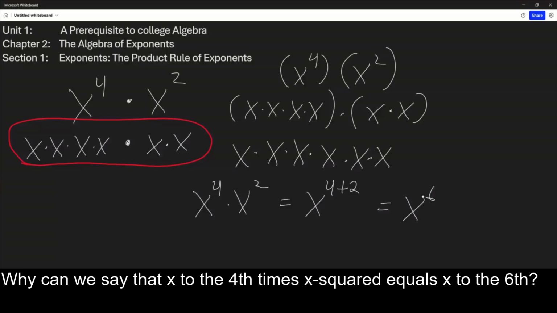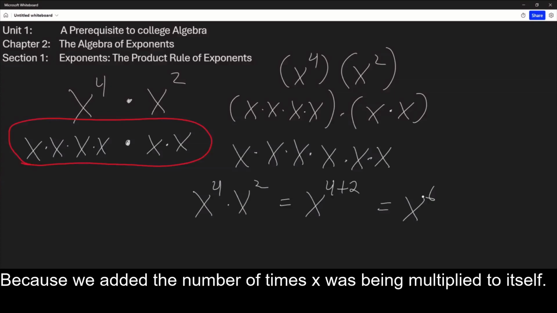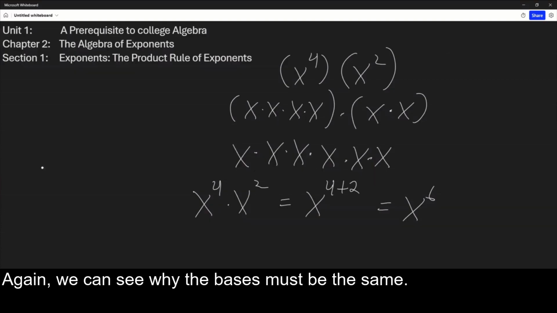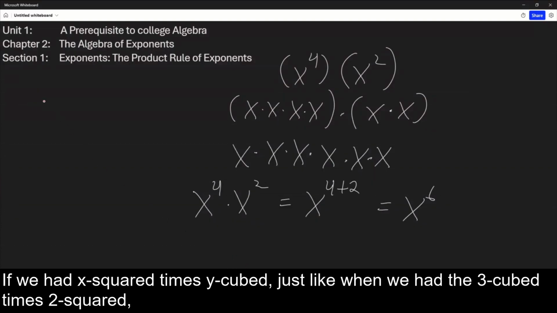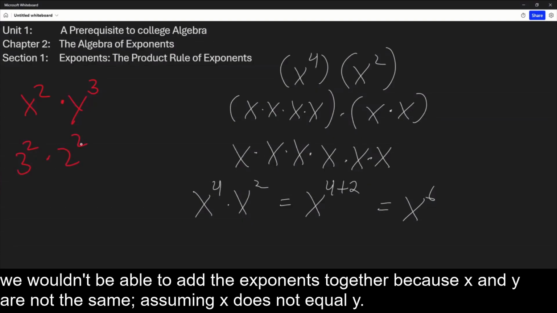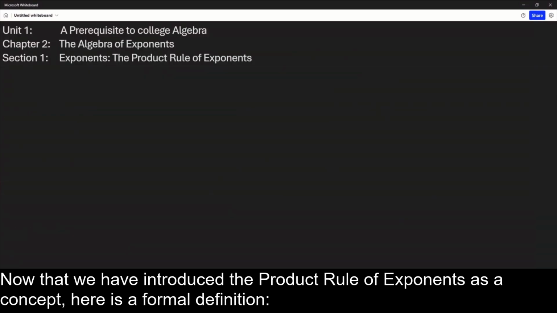Why can we say that x to the 4th times x squared equals x to the 6th? Because we added the number of times x was being multiplied by itself. Again, we can see why the base must be the same. If we had x squared times y cubed, just like when we had 3 cubed times 2 squared, we wouldn't be able to add the exponents together because x and y are not the same, assuming x does not equal y. Now that we have introduced the product rule of exponents as a concept, here is a formal definition.